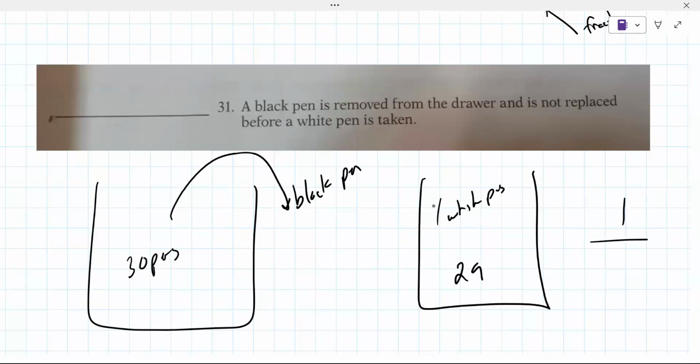So the probability is 1/29, not 1/30, because you took one out. You have a slightly better chance of grabbing a white pen. Would we reduce or assume? Is that what we have to do? I think that's it. That's it for that one. Okay. All right.